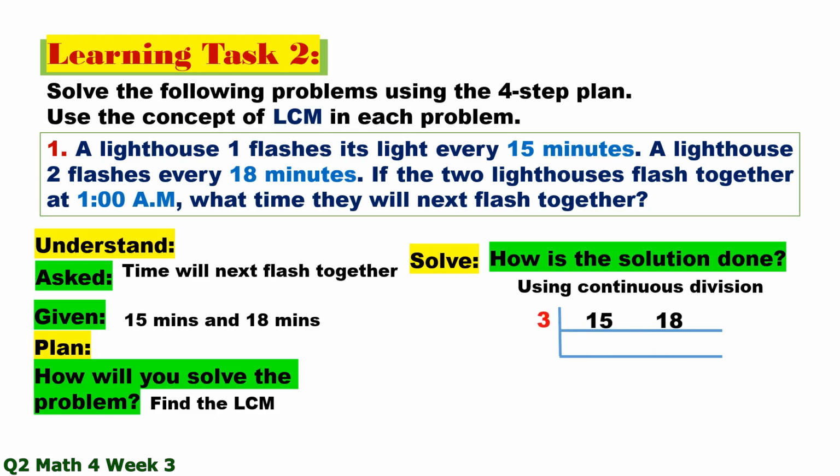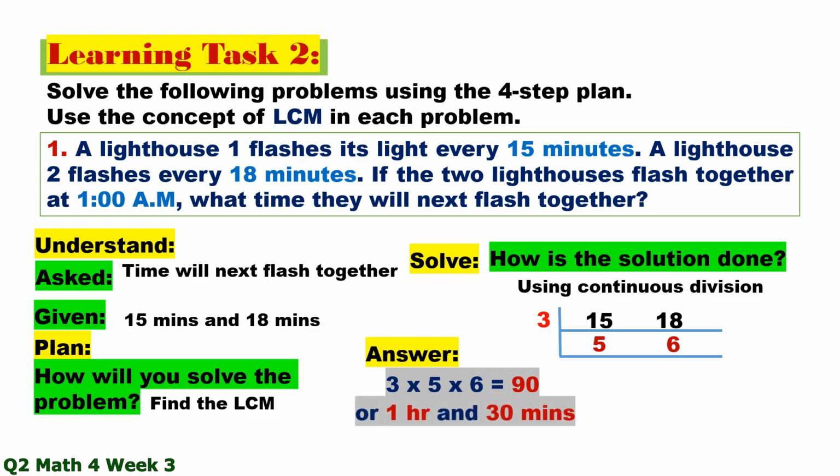15 and 18 are divisible by 3. 15 divided by 3, 5. 18 divided by 3, 6. So the answer is 3 times 5 times 6 equals 90, or 1 hour and 30 minutes. Therefore, the time they will next flash together is 2:30 a.m.